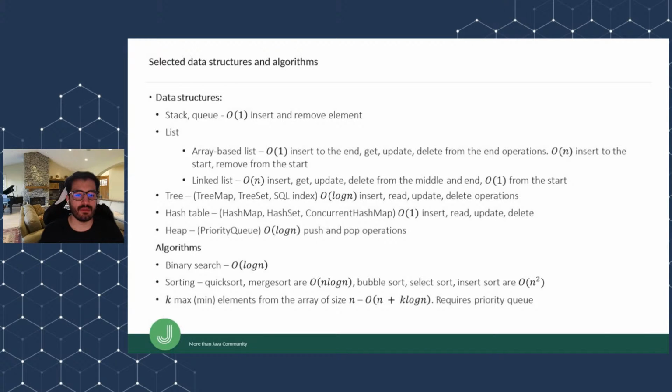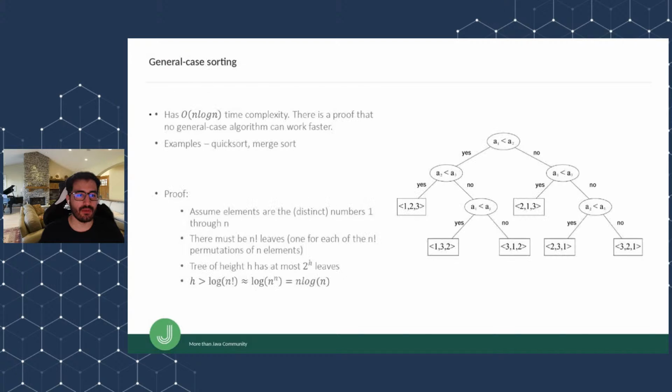If you wanna read more about general case sorting and BigO notation, I would really recommend reading something like Cracking the Coding Interview. It has a whole chapter dedicated to BigO notation, and they explain all of these in more detail, giving way more examples.